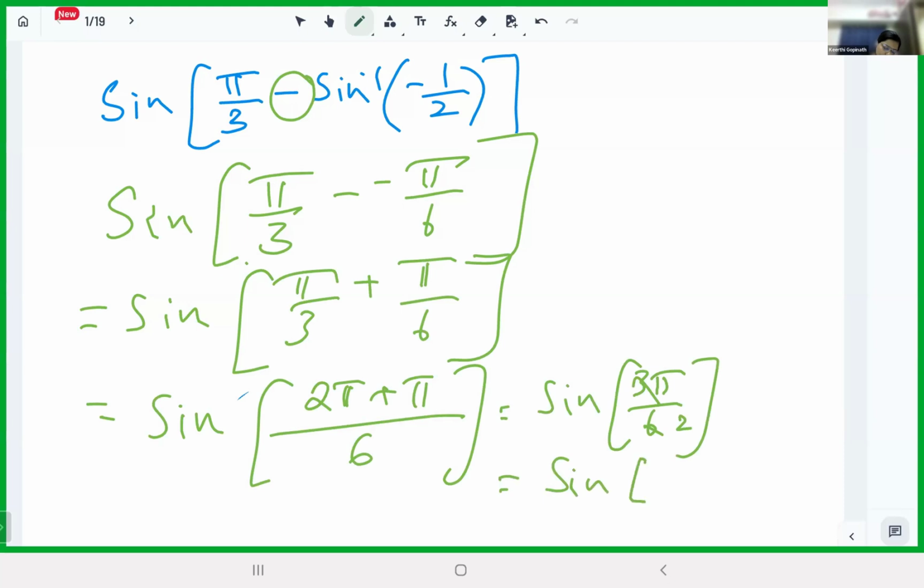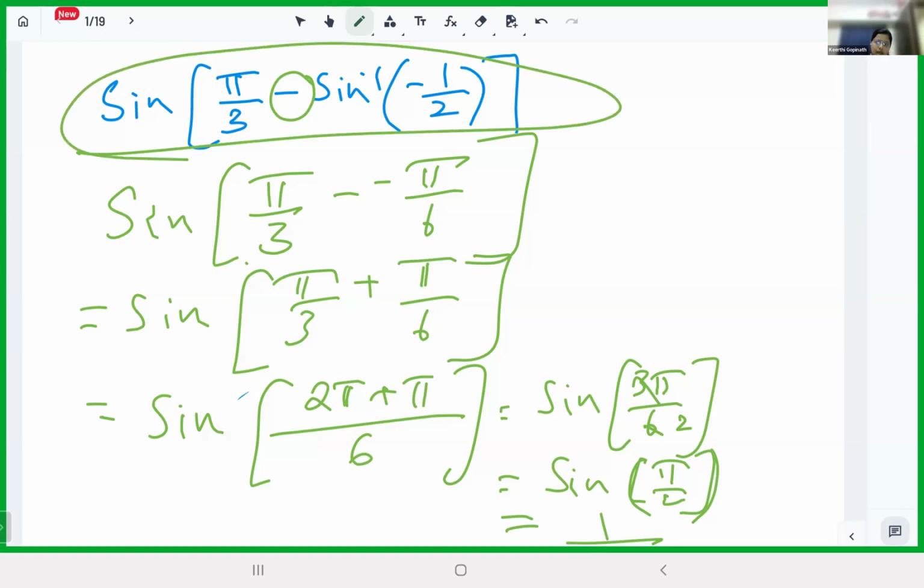So what is sine pi by 2? Sine of 3 pi by 6 can be written as sine of pi by 2. Sine pi by 2 is 1. Right. Sine 0 is 0 and sine pi by 2 is 1. So we got the value of sine of pi by 3 minus sine inverse of minus 1 by 2 as 1.